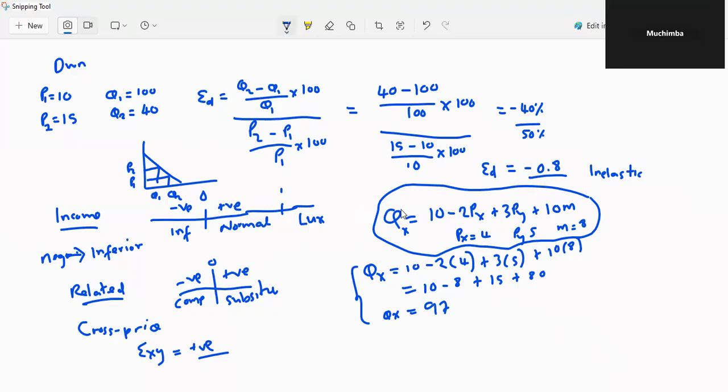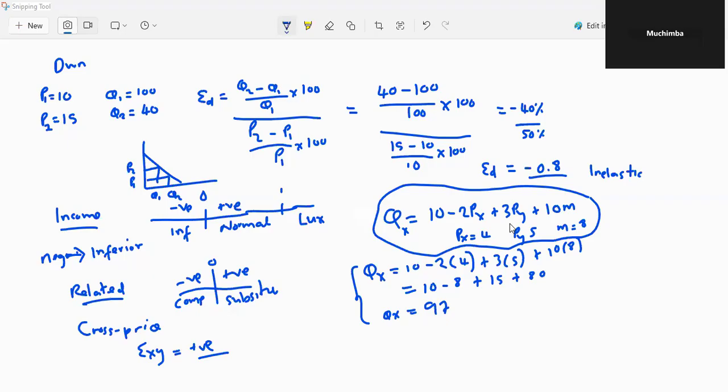So now we've been given this question. What is the relationship between good X and good Y? Since the signs are different, good X has a slope of negative 2 and good Y has a slope of positive 3. From the signs, you're able to tell that these are substitute goods. However, if good Y was negative 3 and good X was negative 2, we could still tell that these are complementing or complementary goods.